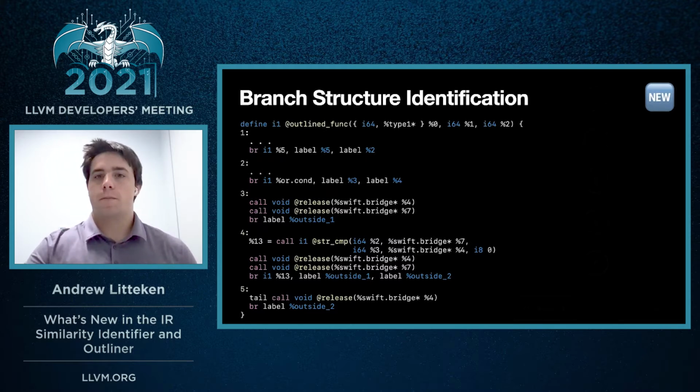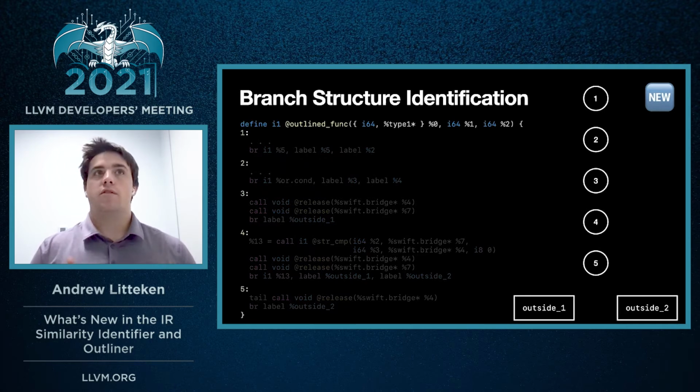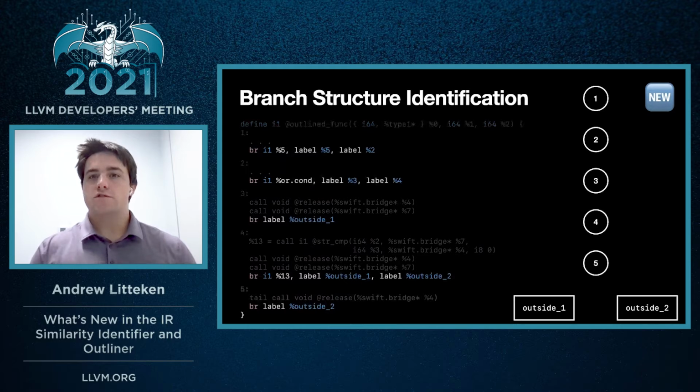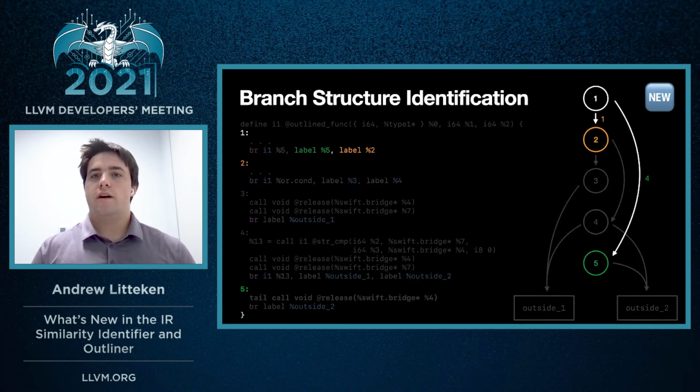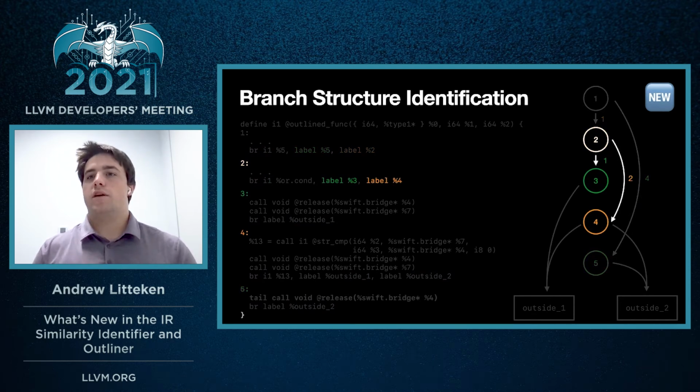outlinable regions larger. To determine similarity, we start by labeling the blocks each with a sequential number. Each branch instruction has a parent source block and a set of target blocks. Based on the numbering, we can create a graph of outgoing edges labeled with the relative distance to their target blocks. That is, the number given to the target block minus the number given to the current block. So for block 1, we have targets of blocks 5 and 2, which are distances 4 and 1 away. For block 2, we have targets of blocks 3 and 4, which are distances 1 and 2 away.